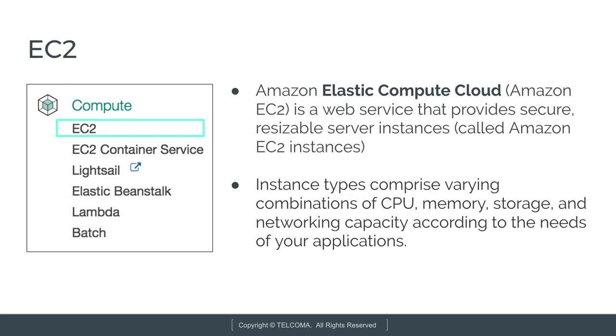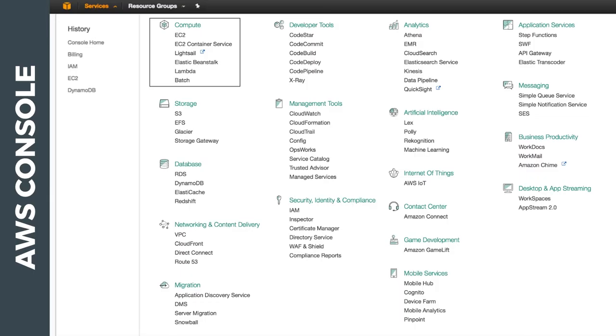So this is the compute section of the AWS Management Console. It contains EC2, Container Service, Lightsail, Beanstalk, Lambda and Batch. Each one has its own functionality that we have discussed.